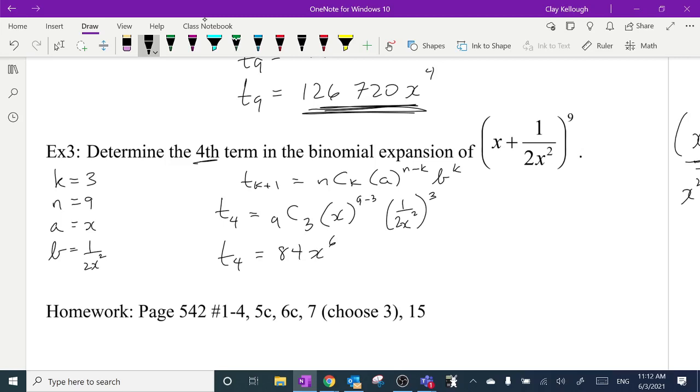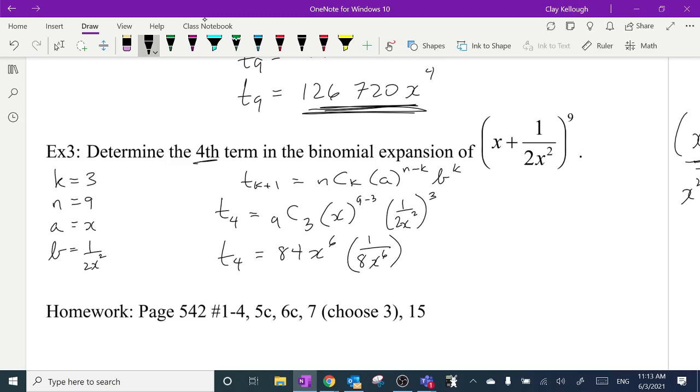Times x to the power of 6. Now, careful with this thing. When you cube this thing, remember you're cubing all parts of it. So you're cubing 1, which is just 1. You're cubing 2, which is 8. And you're cubing x squared, which is x to the 6.